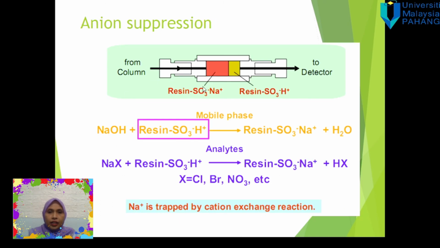For the next, anion suppression, with the same mobile phase, it will be disturbed by the positive charge here. Now it will trap the positive charge from the solvent. So now the one that comes out is only the signal from the negative charge of the analyte, not from the solvent, because that one had been trapped. Sodium had been trapped by the suppressor.